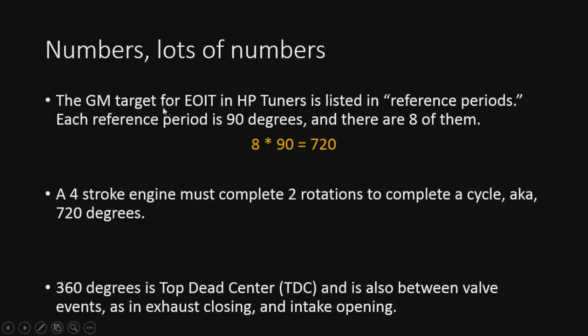All right, so on the Gen 3s, the GM target for EOIT is listed in reference periods. You're going to have 8 of those, and the reference periods happen to be 90 degrees. If you multiply 8 by 90, you get 720. Interestingly enough, that's also how many degrees the crankshaft travels per cycle of the engine on a 4 stroke. So as we see, it's 720 degrees. Imagine that. Keep in mind, 360 is top dead center between valve events, and we'll go over the strokes real quick because we should have a basic understanding of that before we mess with the injector timing.